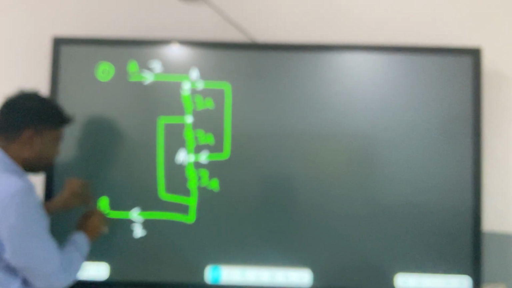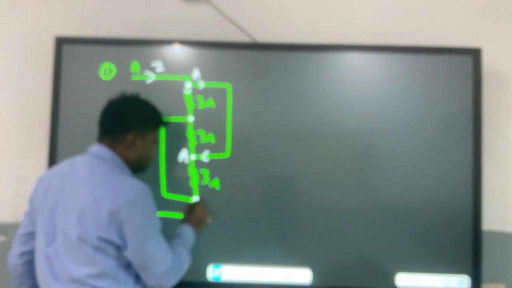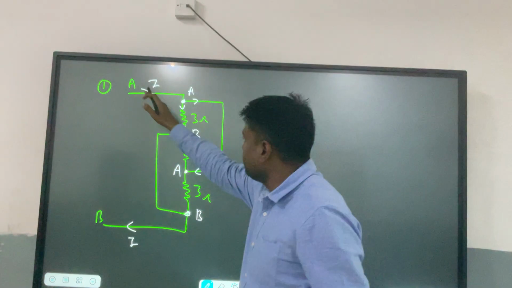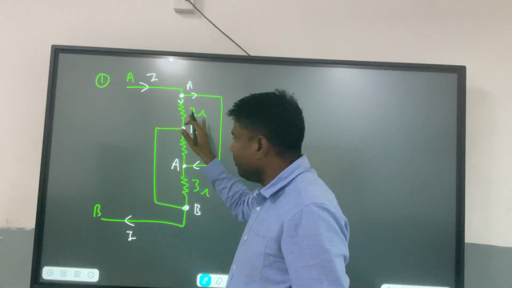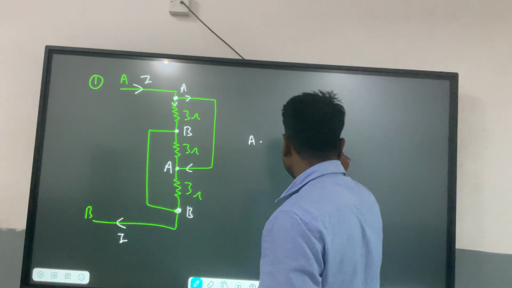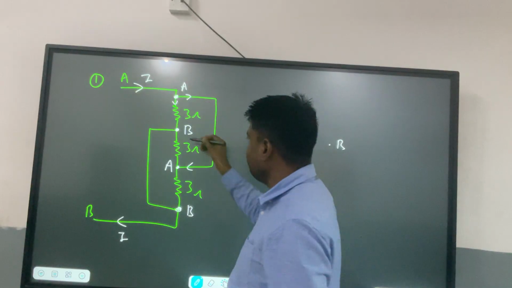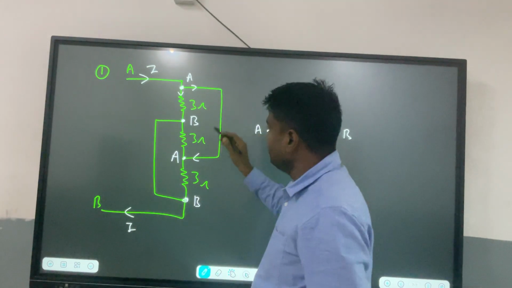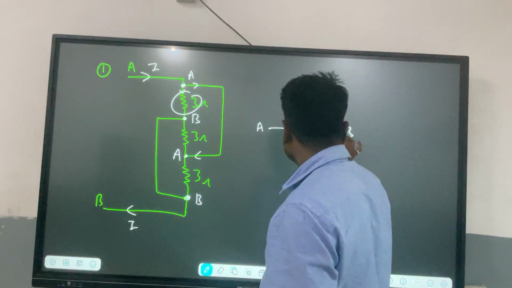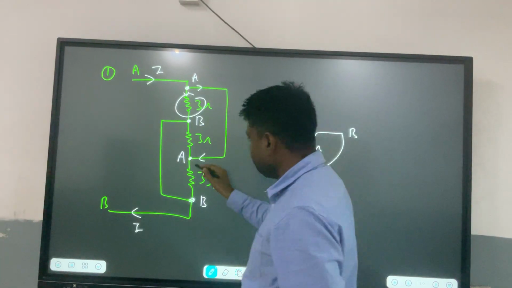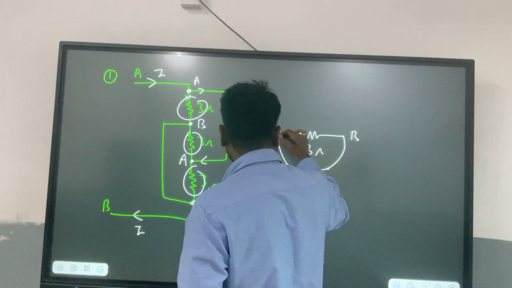Next, there is one extra node here, so we should take this potential as B. Again, on node numbering, firstly we have to name all the nodes. Now I can redraw this. This is A, this is B. In between A and B, there is a resistive branch of 3 ohm. Next, B to A, one more branch of 3 ohm. Again, in between A and B, this is a 3 ohm branch.